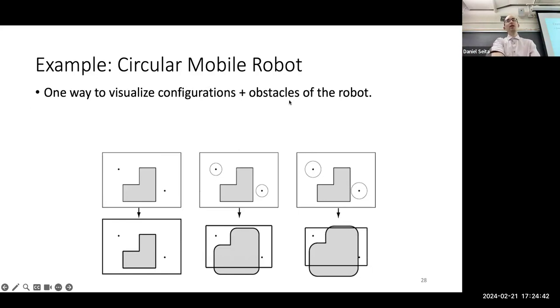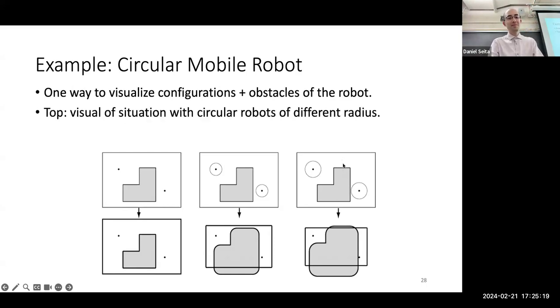Yeah, this is one way to visualize and reduce the analysis of these three different robots to a single point. And then you could just run some kind of search algorithm to see if you can connect the two points. We're going to talk more about that in about two weeks after the spring break, about motion planning algorithms. But for now, just think of it as, can you trace the path from the start to the end? In the third example, you can't, because the robot isn't small enough to go through the gap.